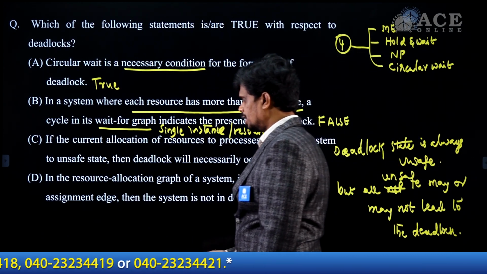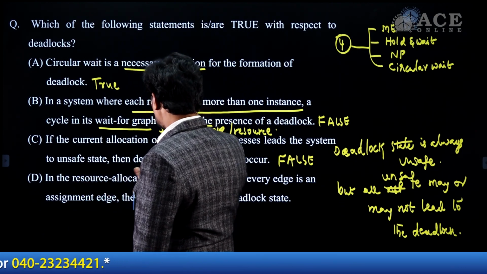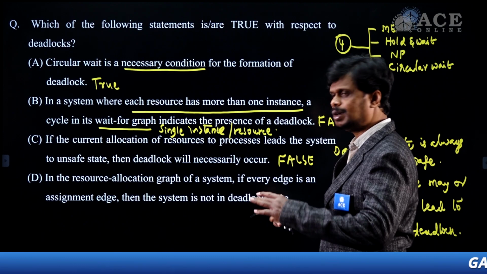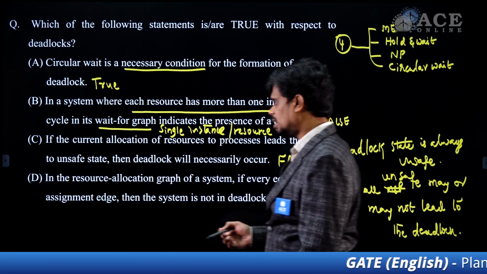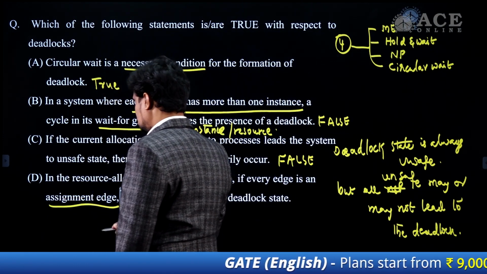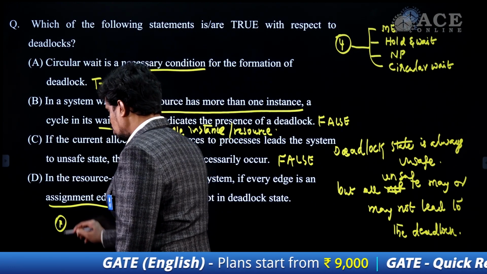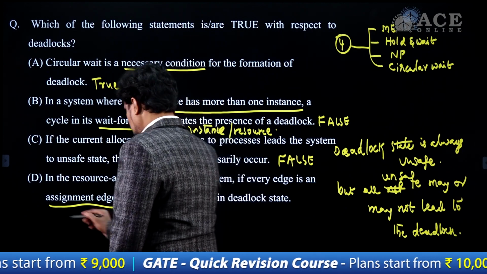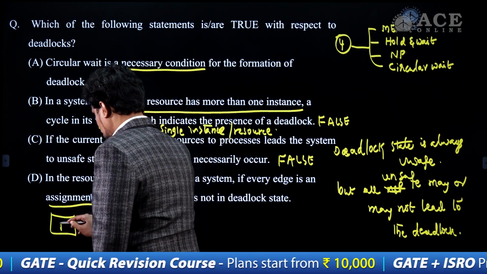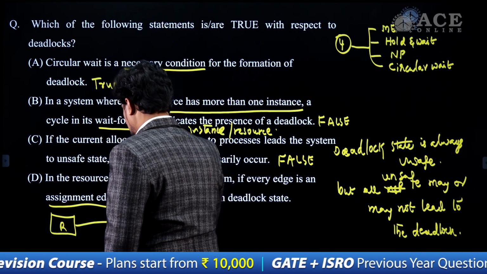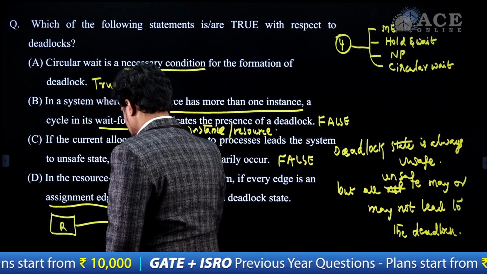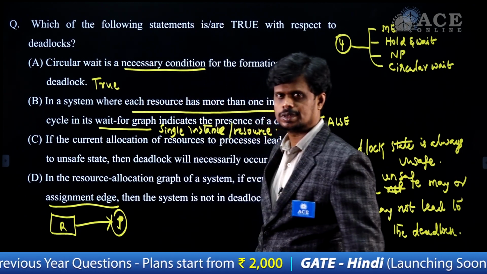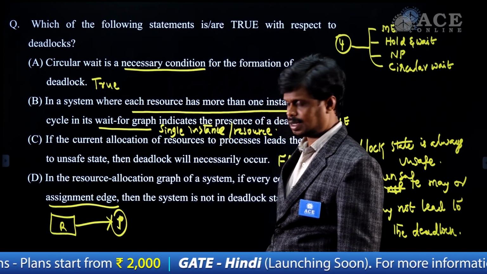Then we have option D. What is option D here? In the resource allocation graph of a system, if every edge is an assignment edge, what is that assignment edge? Assignment edge means an edge from a resource to a process. This is your assignment edge, you can also call it an allocation edge.